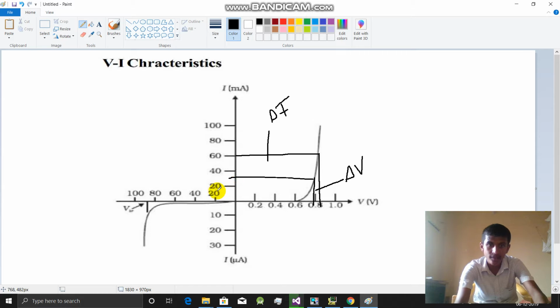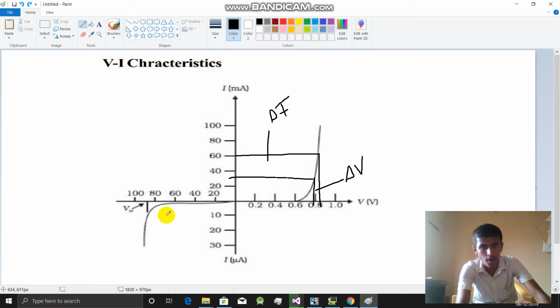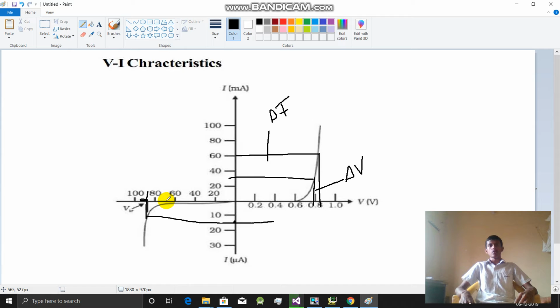The same way we need to measure in the reverse characteristics also, by taking the graph like this. For measuring the dynamic, we need to consider from here to here, from here to here, this region is delta I and this is delta V. Delta V by delta I will give the reverse dynamic resistance. For reverse static, we need to consider a single point like this, and from this point, that's static. For dynamic we need to consider a small range. That's it in the characteristics of a Zener diode.